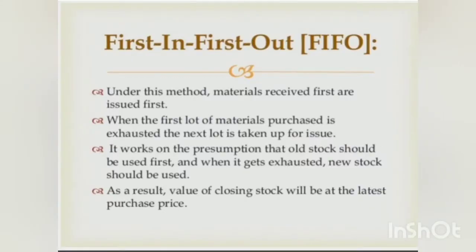Let us see the meaning of first in first out method. The concept says that whatever materials we receive first, those materials are issued first for the production process. Means the old stock has to be issued first, and once the first received stock has been completed, then we go for issuing the next lot of materials. Until the old stock has been exhausted, we cannot go for issuing the new stock of materials according to this method.